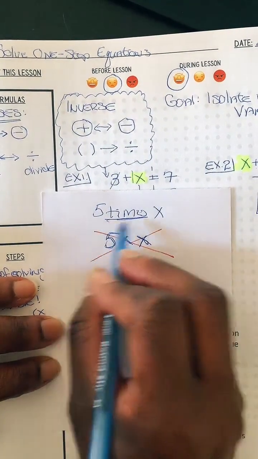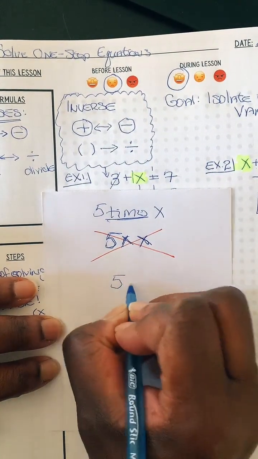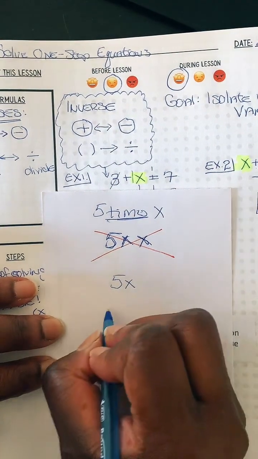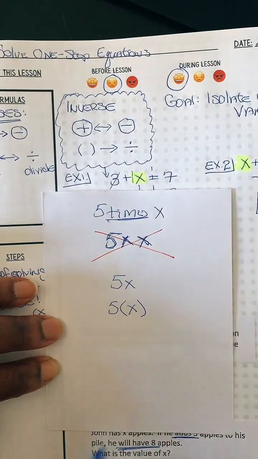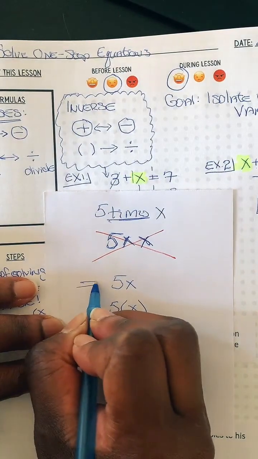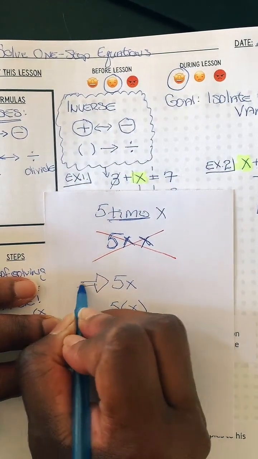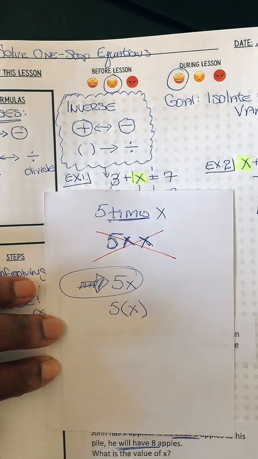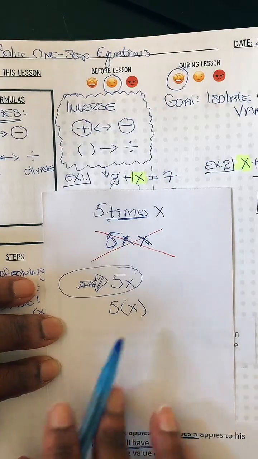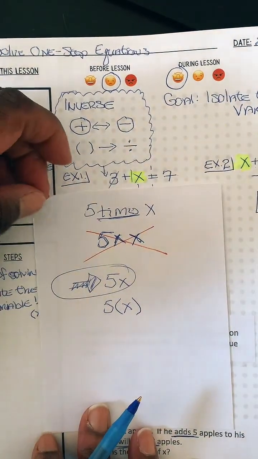The way that you can write 5 times X is either 5X, or you can do 5 with a parenthesis, X. Majority of times you're going to see this way, more so than anything else. Okay? So that's something else that we might need to work on.